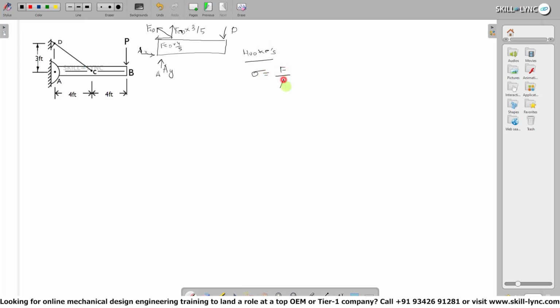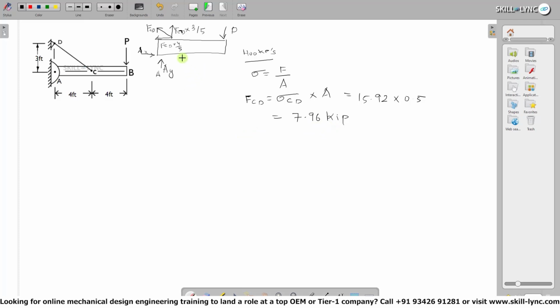Now from Hooke's law, which we already saw, sigma is equal to force by area. Therefore FCD is equal to sigma CD into area. The area is already given with the question, which is 0.5. We've just substituted the values of sigma CD and A here, and by simplifying, we get the force as 7.96.